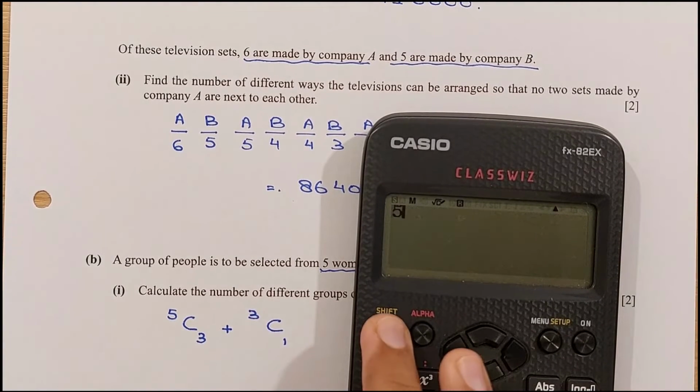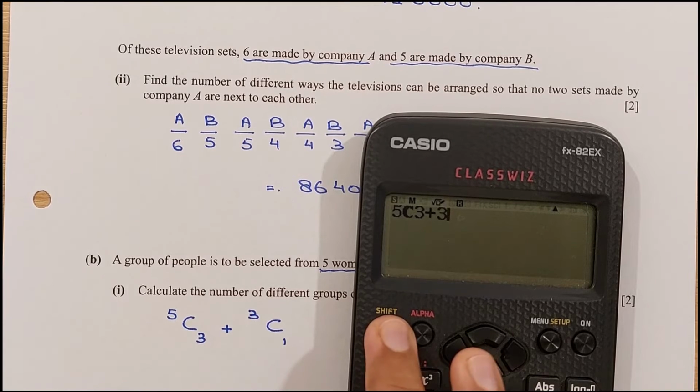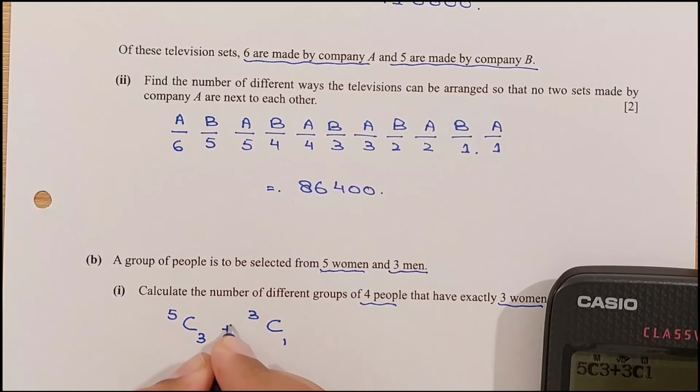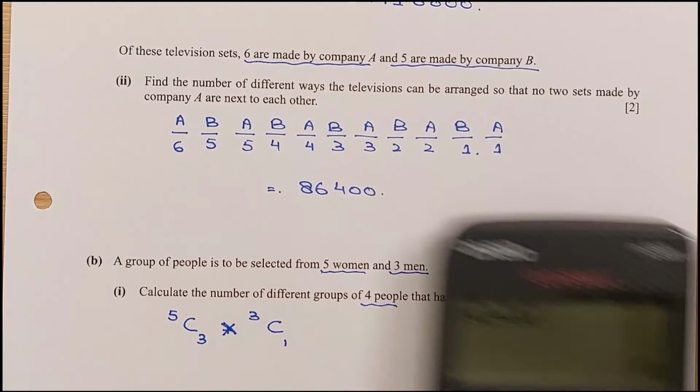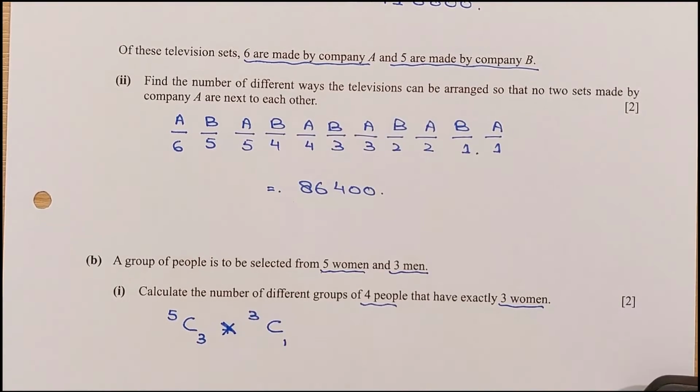So 5 choose 3 times 3 choose 1. Sorry, we have to multiply it, not add. This is 30.